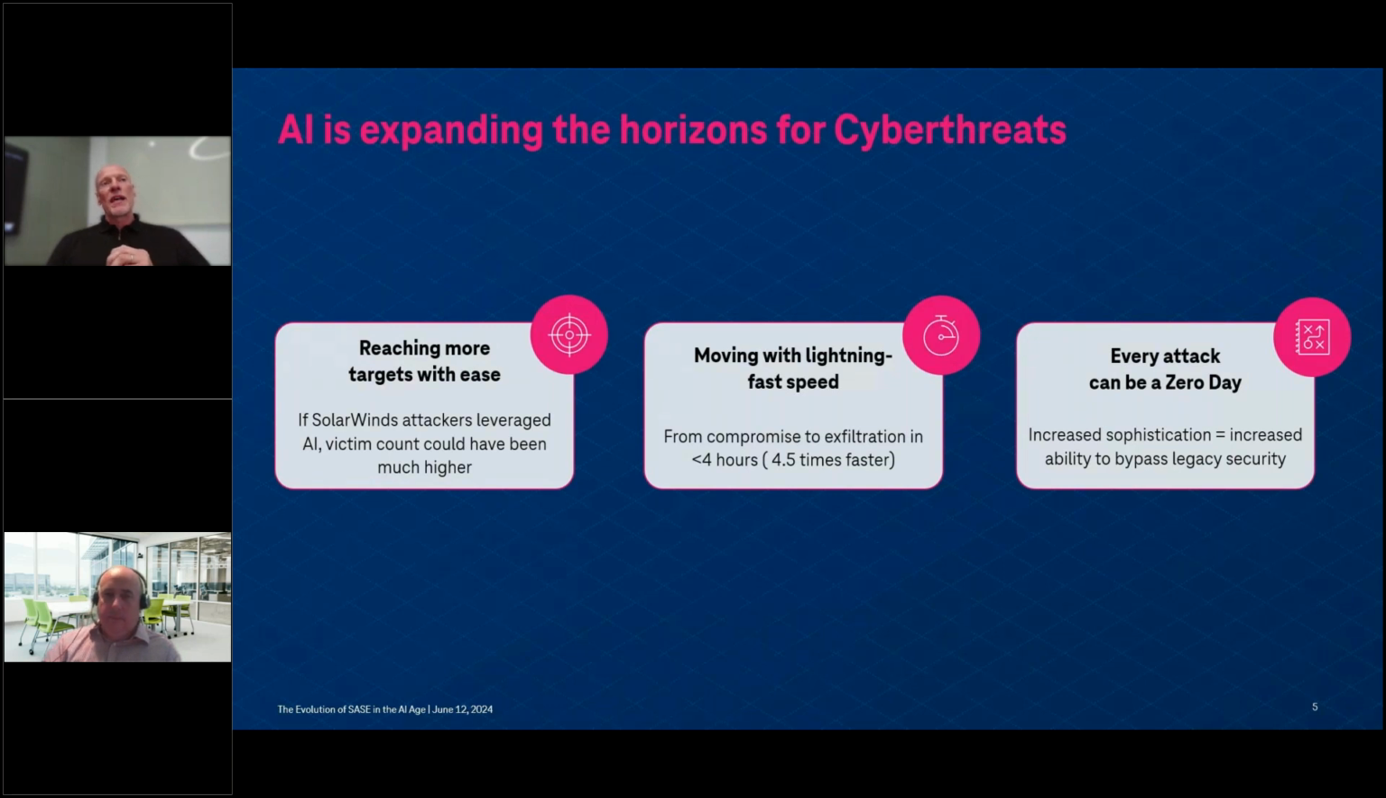So using AI, again, with some research that we've undertaken, that attack from compromise to exfiltration could be completed in under 4 hours. And then finally, the level of sophistication using AI for cyber attacks. We now have the potential, the realistic potential, that every attack could be a zero-day attack.